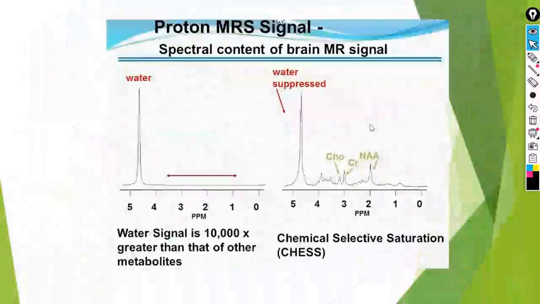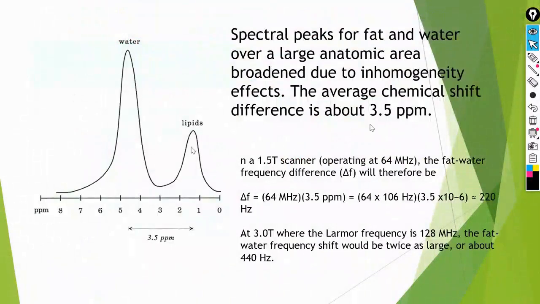For example, here I have the fat and the lipids or water, and my lipids are important. There is a difference between them of about 220 Hz in frequency. The lipids or fat rotate faster than water. The difference in the chemical shift is called 3.5 parts per million.